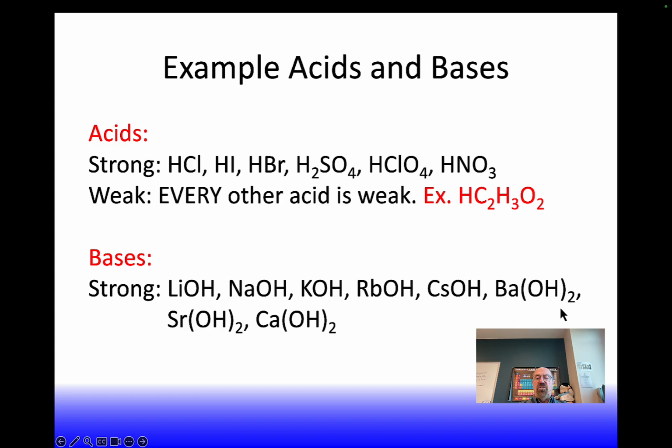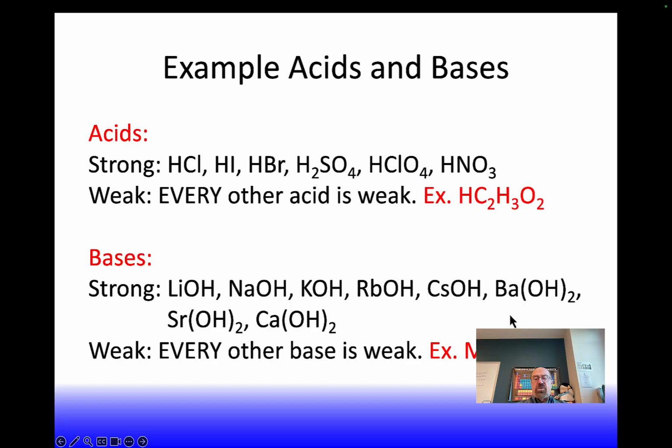And then the other three are barium, strontium, and calcium. Go over to the alkaline earth metals. The top two are not strong, but all the rest are. Now, I did leave off francium hydroxide, and I left off radium hydroxide. Okay, we're never going to deal with those compounds. Now, all other bases are weak.